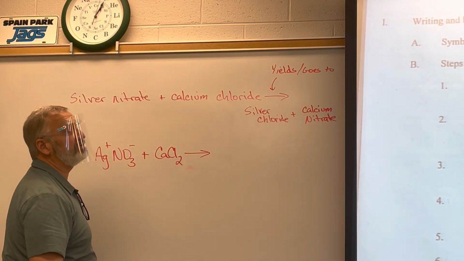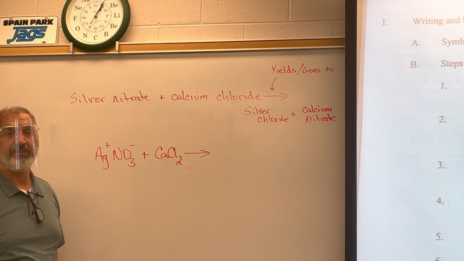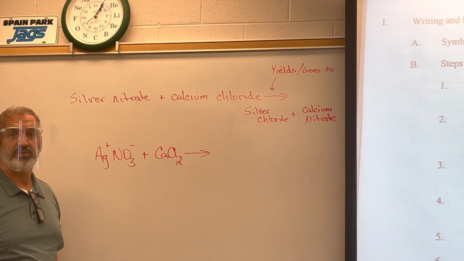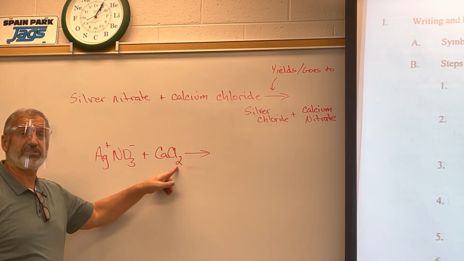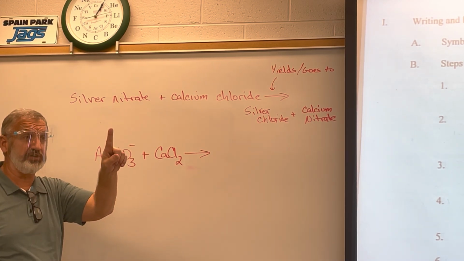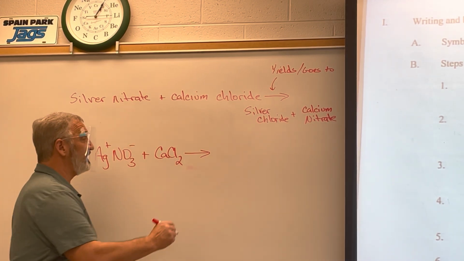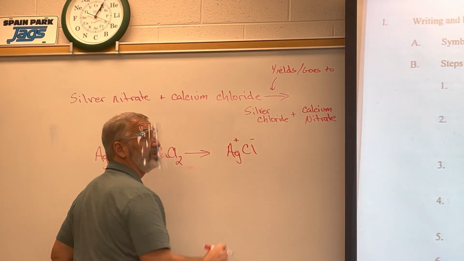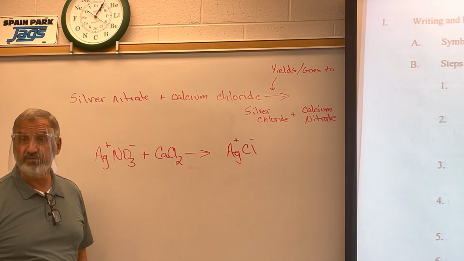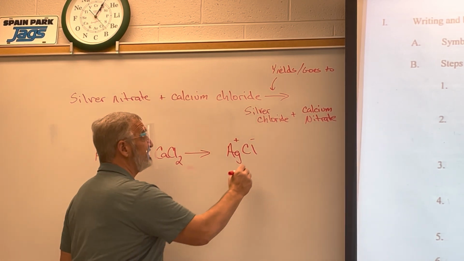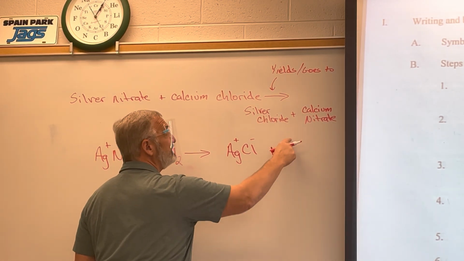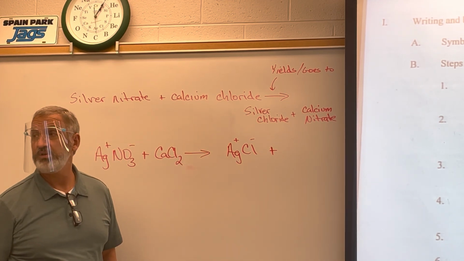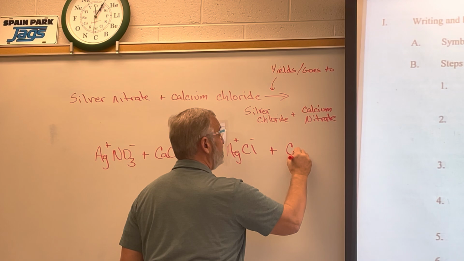Okay, so silver chloride is going to be what? AgCl. Doesn't matter that it's a 2 here. We're going to balance the charge first with subscripts. So we're going to say Ag, which is +1, and Cl, which is -1. So it's just AgCl plus calcium nitrate. Well, what's calcium's charge? +2, so it's going to be Ca2+.